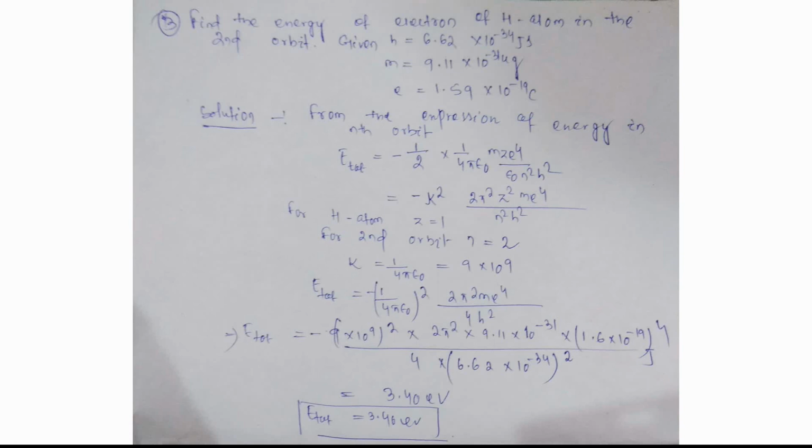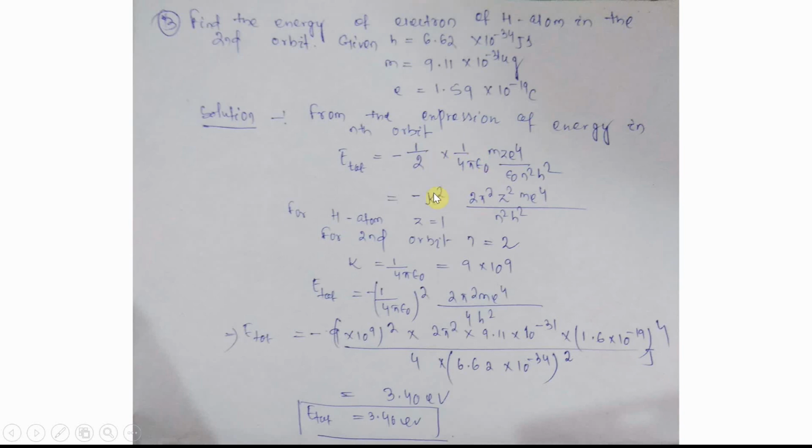To calculate the energy we have to take the formula. From the expression of energy in the nth orbit, the total energy is minus half into 1 by 4 pi epsilon naught, m Z squared e to the fourth, divided by epsilon naught n square h square, where epsilon naught is the permittivity of free space. Here we are writing this formula without the last expression, because it is easy to put the value of 1 by 4 pi epsilon naught here.